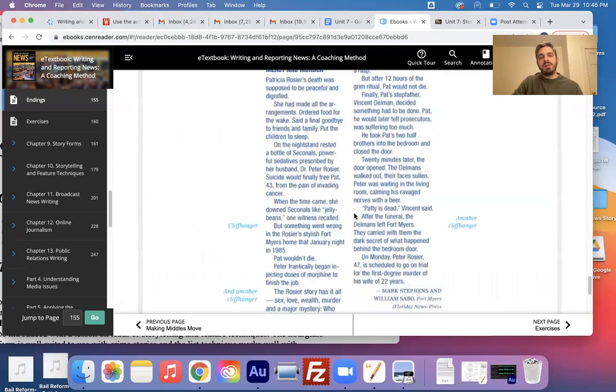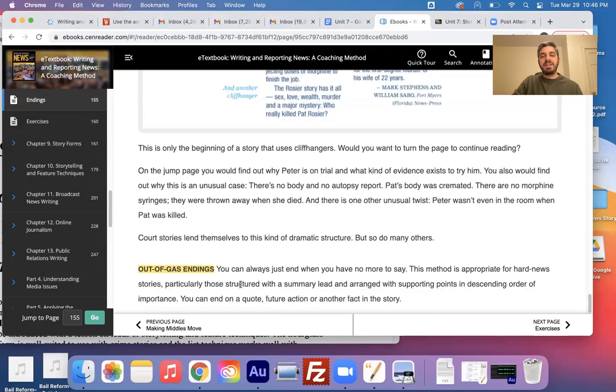Climaxes, cliffhangers, out of gas endings. You can always just end when you have no more to say. This method is appropriate for hard news stories, particularly those structured with a summary lead and arranged with supporting points in descending order of importance. You can end on a quote, a future action, or just another fact in the story.